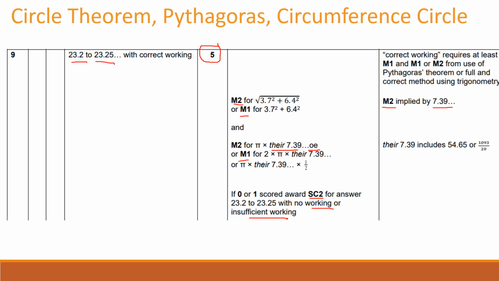There is some more information over on the right hand side, but we've been through the key bits where you're going to get your marks. Just this word there just means if you used a different answer for 7.39 in your working because you made a mistake, you will still get the method marks.